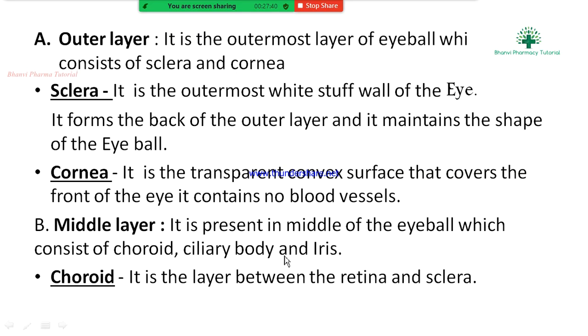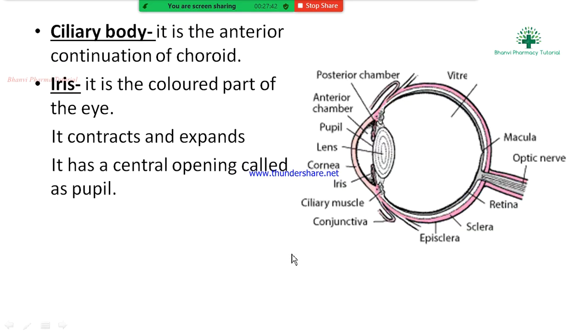Next, ciliary body. Ciliary body is the anterior continuation of the choroid. You see the ciliary body, it is the continuation of the anterior choroid. The anterior choroid is the ciliary body.